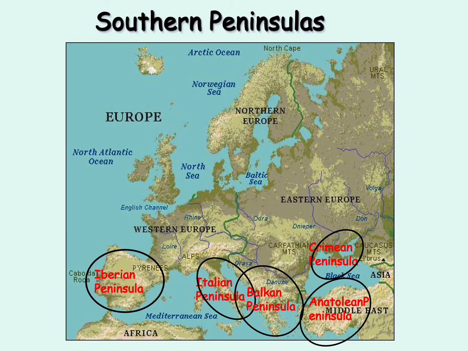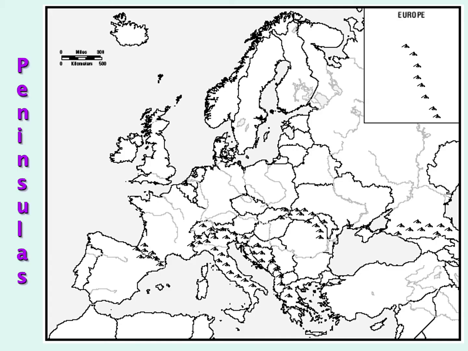Okay, we have the Crimean Peninsula. Look at all of these different places. We have a ton of different peninsulas. Like I said, we have the Scandinavian Peninsula up on top. We have the Jutland Peninsula, the Iberian Peninsula, the Italian Peninsula, the Balkan Peninsula, the Anatolian Peninsula, and the Crimean Peninsula. I've said peninsula so many times that it doesn't even sound right anymore.